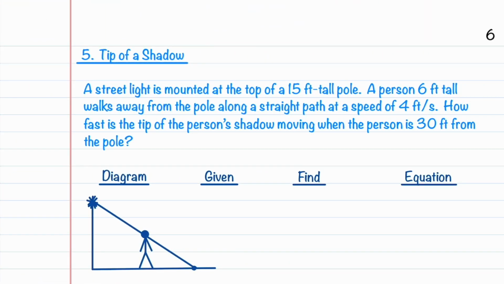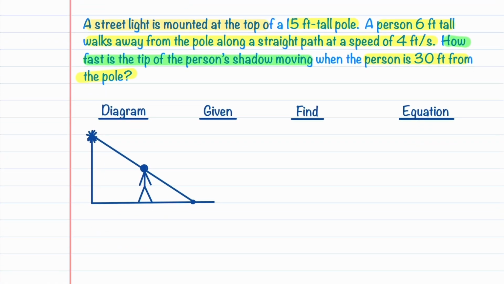Let's now look at a related rates problem that involves the tip of a shadow moving. We are told that a street light is mounted at the top of a 15-foot tall pole. I put a diagram down here so that you can visualize what this looks like. We're told that a person 6 feet tall walks away from the pole along a straight path at a speed of 4 feet per second. We want to find how fast the tip of the person's shadow is moving when the person is 30 feet from the pole.